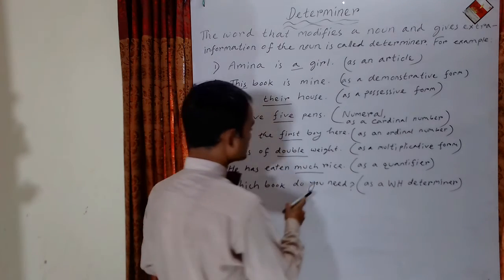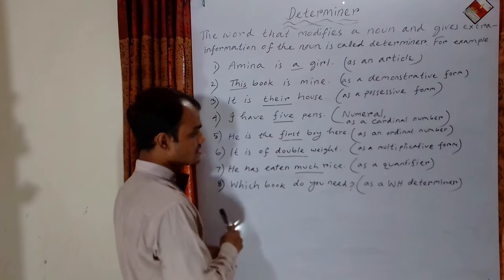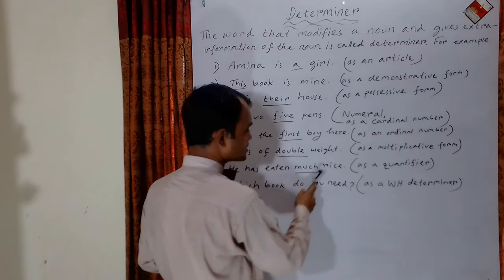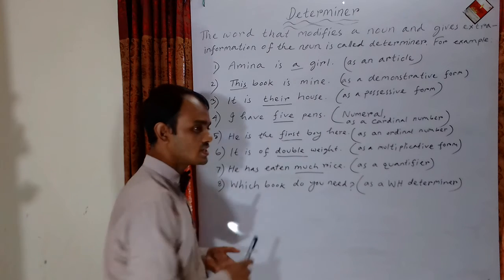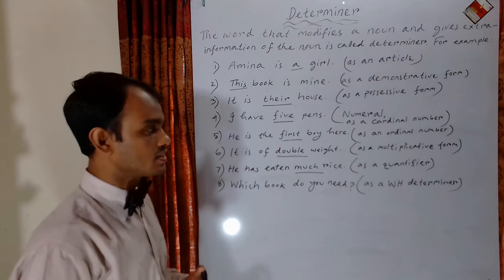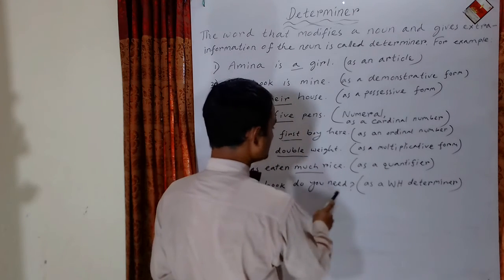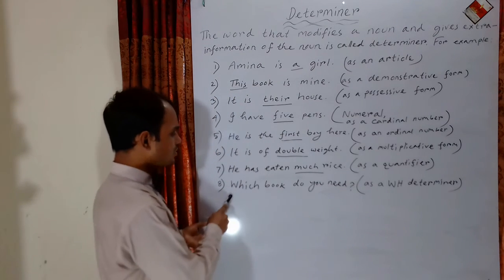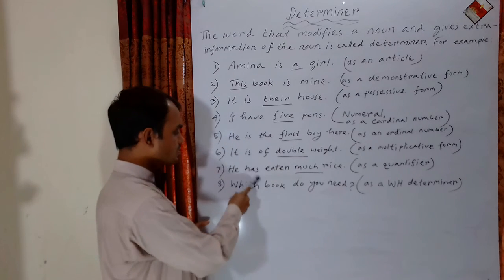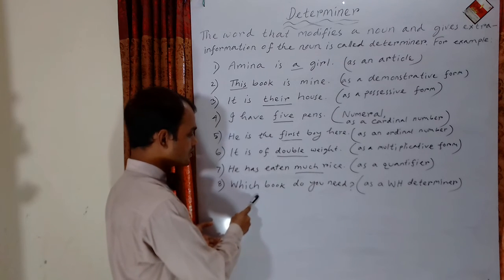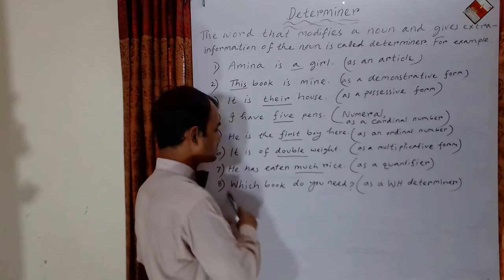He has eaten much rice. From this sentence we find the word much and this much is a quantifier. This quantifier is modifying the noun rice and is also giving extra information of the noun rice. So this much is also a determiner and it is as a quantifier here. Which book do you need? We know which is a WH form, WH question word. This WH question word is giving extra information of the noun book and modifying this book. So it is also a determiner.